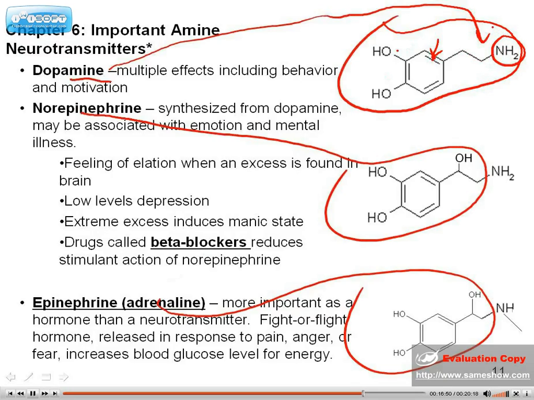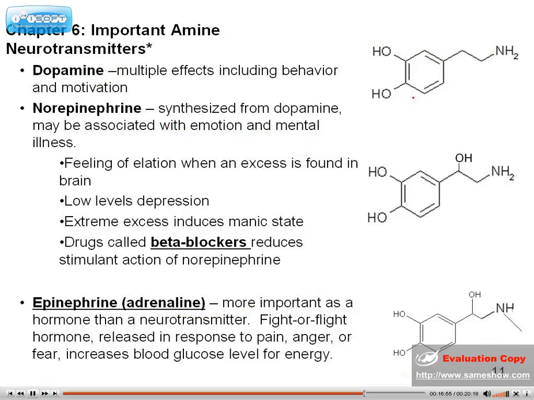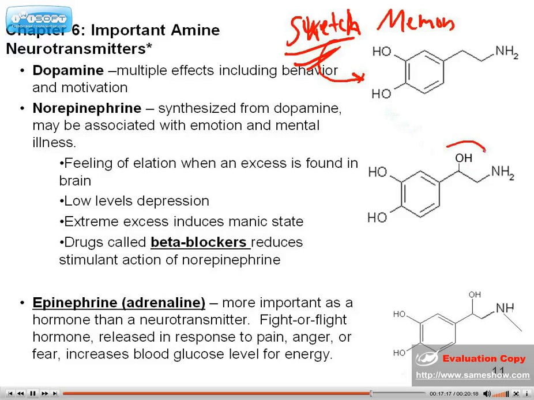Now there's a ton of neurotransmitters. So what I want to do is give you the ones you have to memorize. That means you have to sketch these. I know I'm writing messy, but I'm in a hurry. So you have to sketch these. And so notice the pattern. The pattern going from dopamine to norepinephrine is the hydroxyl group. Notice these look exactly the same. The only difference is the hydroxyl group.